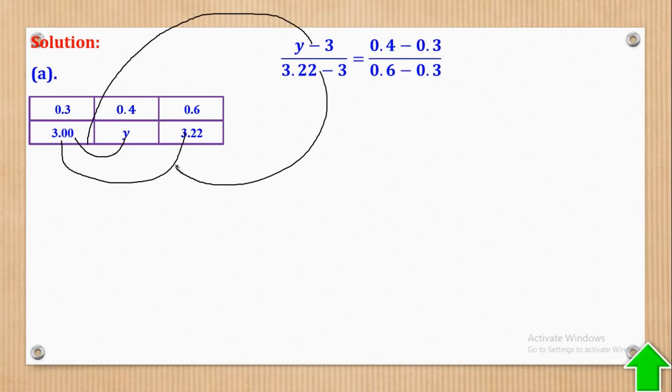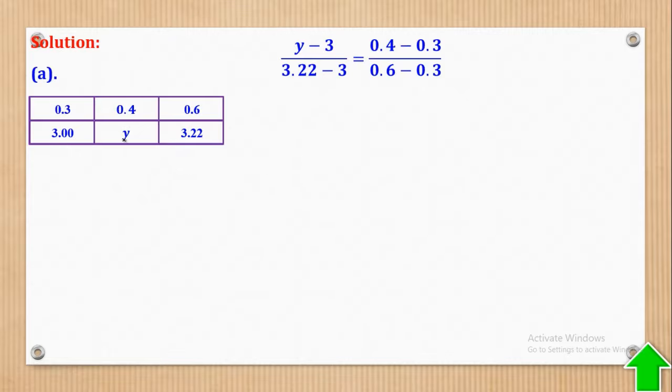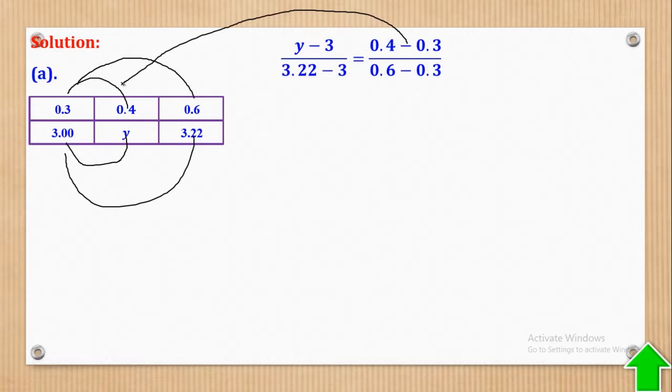Then when you get that, we are going to equate it to the corresponding change in x. For changes in x we do the same, because for y we started with this minus this, so even in x we are going to start with this minus this. Then for y we say divide by this minus this, so even for x we are going to say divide by this minus this. That is why you see here 0.4 minus 0.3 divided by 0.6 minus 0.3.